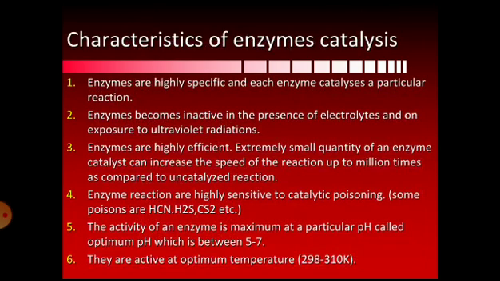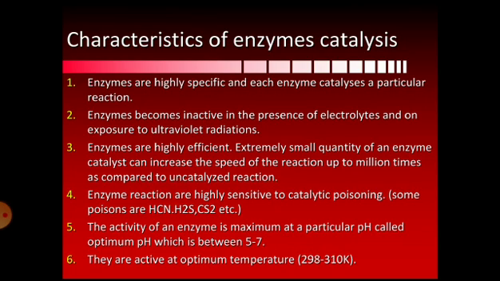The last point of today's class is the characteristics of enzyme catalysis. The first one: enzymes are highly specific and each enzyme catalyzes a particular reaction. We have already discussed this. So the urease enzyme can be used to convert urea into ammonia and carbon dioxide, but instead of urease we cannot use another enzyme like maltase. Maltase is used for maltose only, invertase is used for cane sugar only. So enzymes are highly specific in nature.